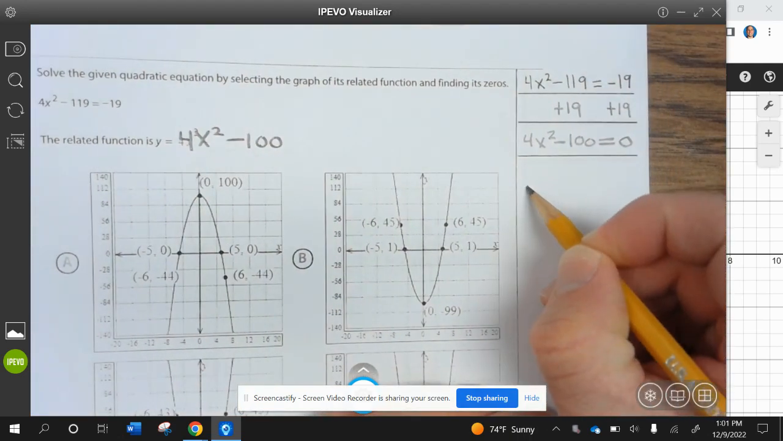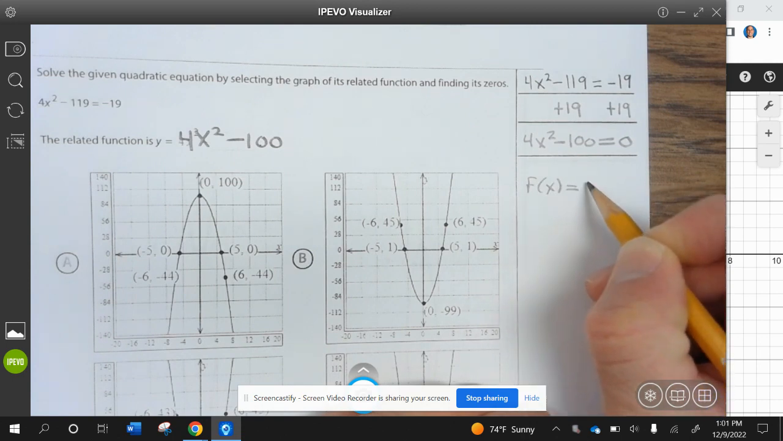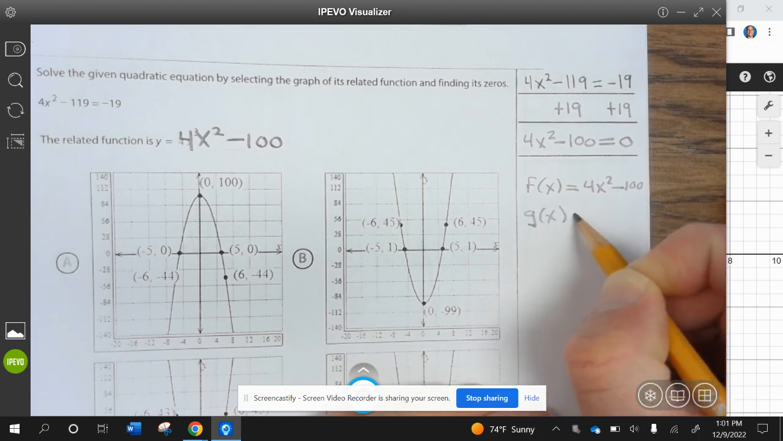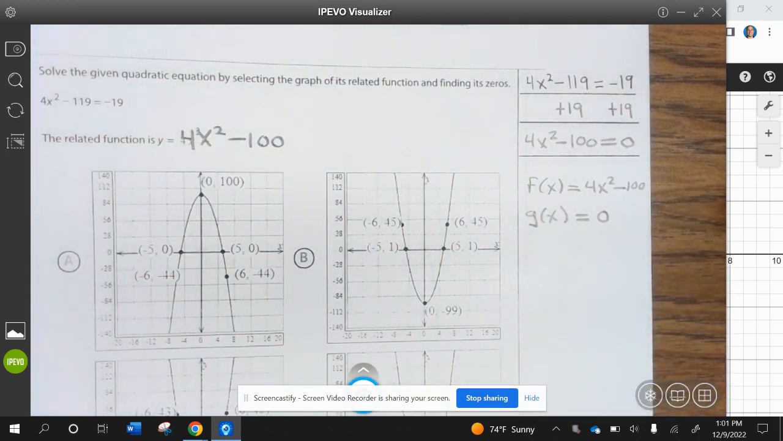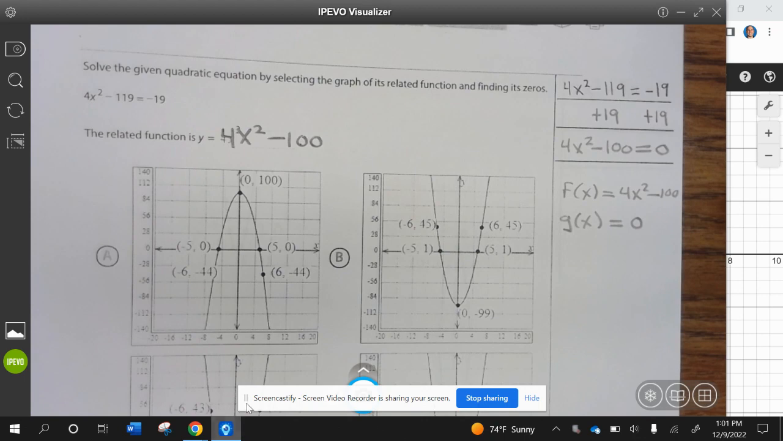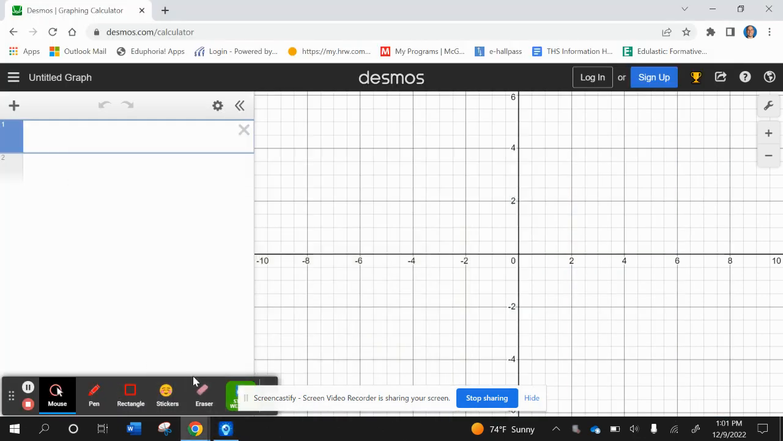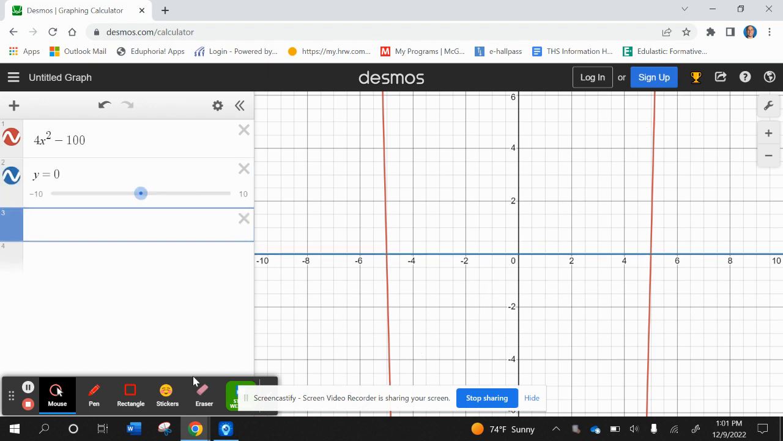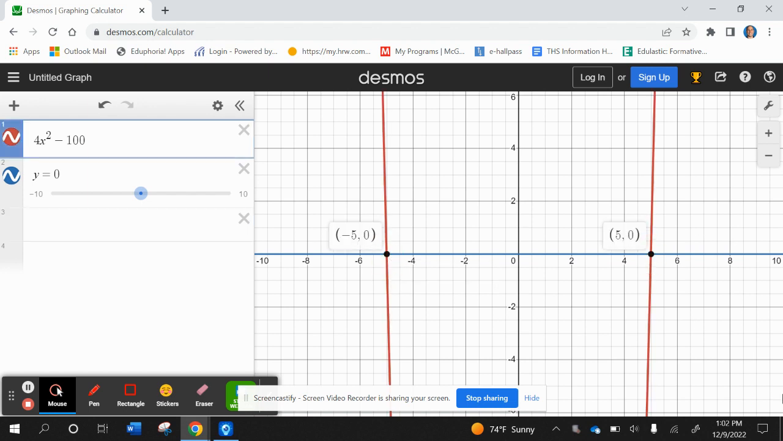Okay, so in Desmos, we're going to graph f of x equals 4x squared minus 100, and we're going to graph g of x equal to 0. All right, so let's do that now. I said g of x, but in Desmos, we actually use y equals. So y equals 0. We're going to graph our points of intersection. Those are our solutions.